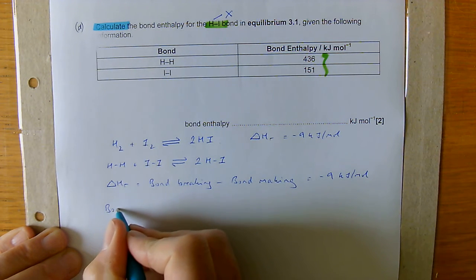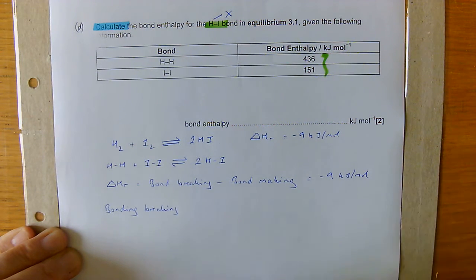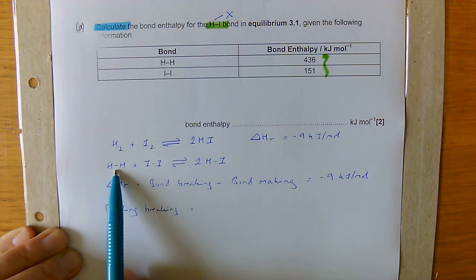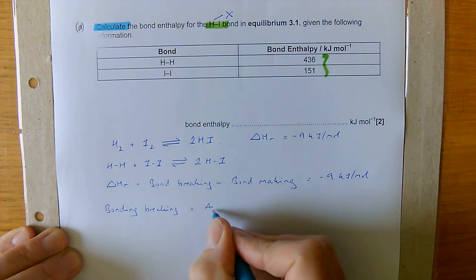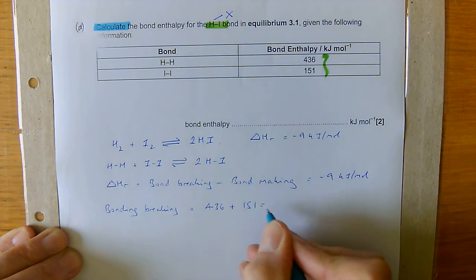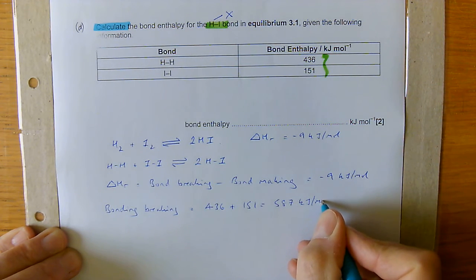I would always do these in the same way. So we're going to start with the bond breaking. We're going to work out that energy. So what bonds am I breaking? I'm breaking one hydrogen-hydrogen bond, one iodine-iodine bond. So that is quite simply 436 plus 151, and that is 587 kilojoules per mole.